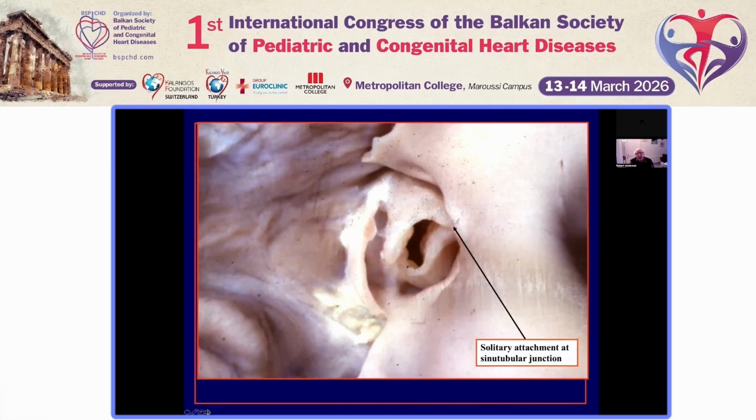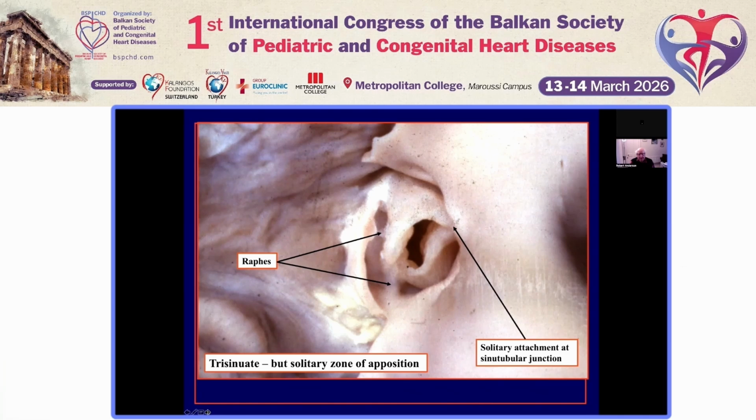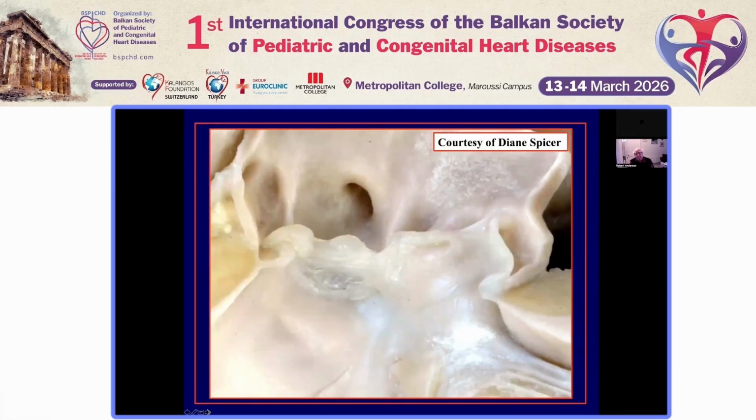But when we look at the valve itself, it has a solitary attachment, sinutubular junction, with 2 raphes between the 3 sinuses. So the root itself is trisinuate, but there is a solitary zone of apposition between the leaflets, which is why it is said to be unicuspid and unicommissural. We can see what's going on rather better when we open such a valve, again in this beautiful dissection prepared for me by Diane Spicer.